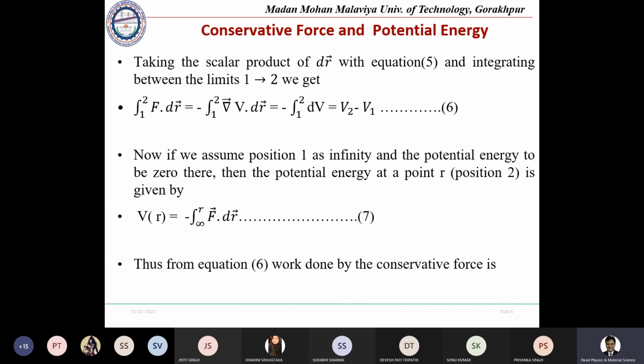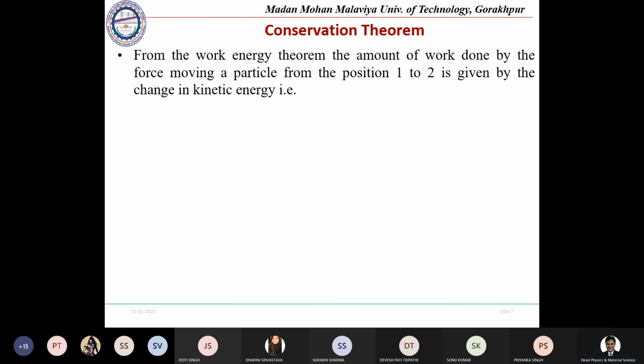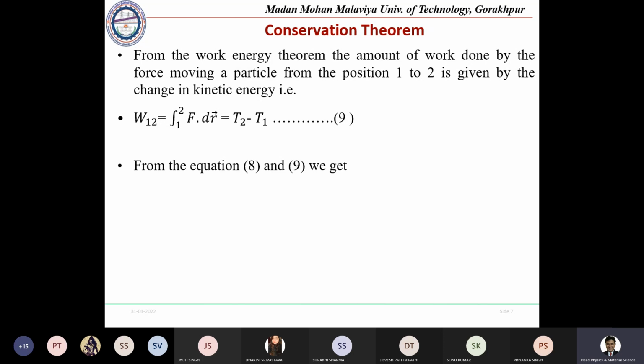So thus from equation number 6, work done by the conservative force is equal to W12 is equal to integral 1 to 2 F dot dr is equal to V1 minus V2. And from the work energy theorem, the amount of work done by the force moving a particle from the position 1 to 2 is given by the change in kinetic energy, which you might have read, that W12 is equal to T2 minus T1, what already you have written there. And from the last equation, which has been mentioned in the equation number 8, we might have that W12 is equal to V1 minus V2.